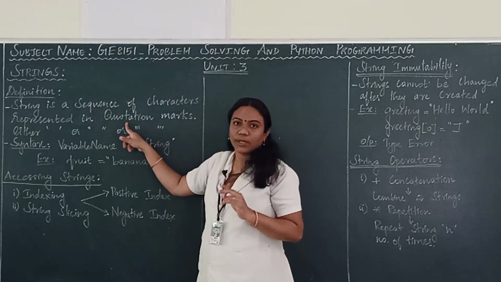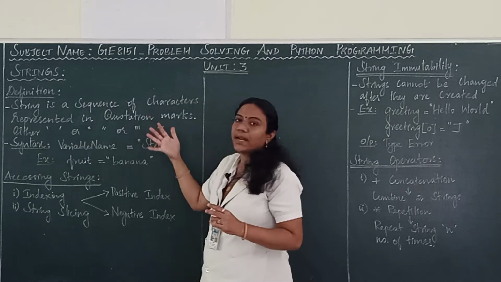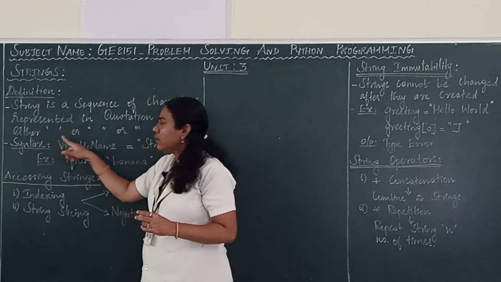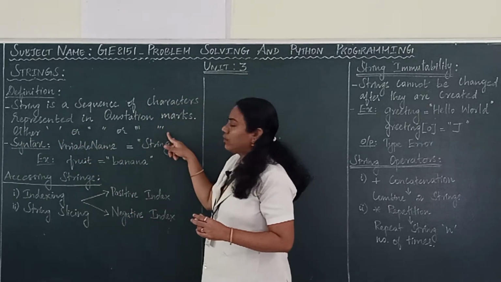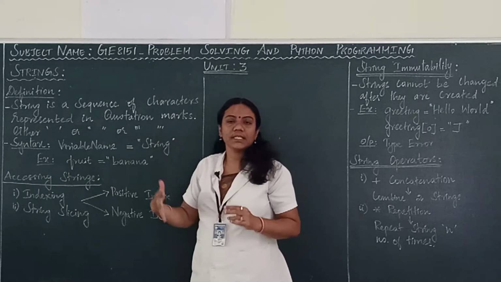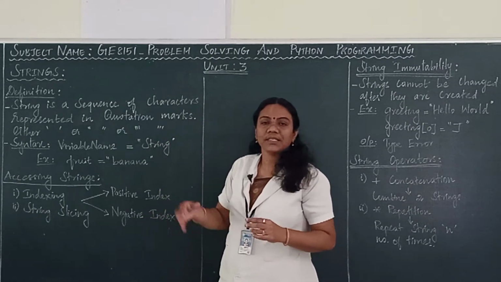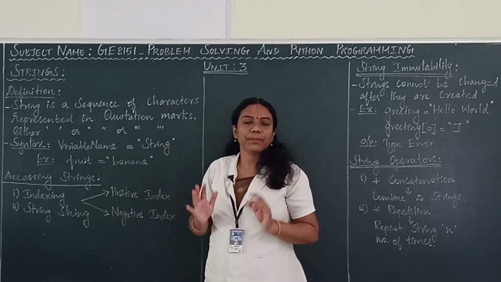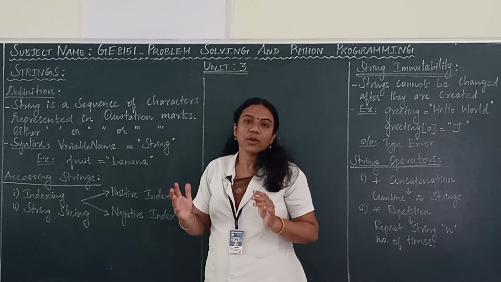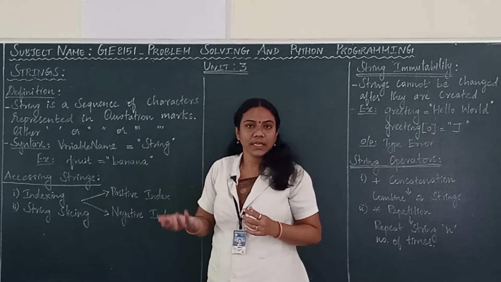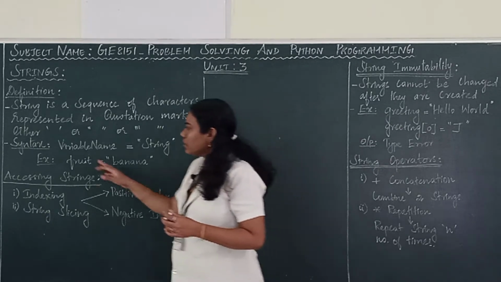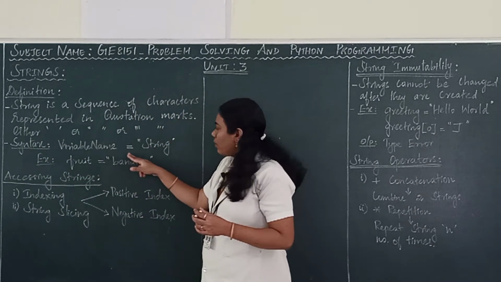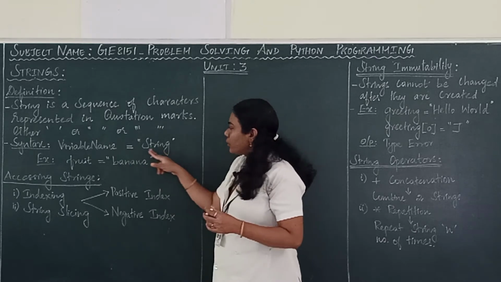the quotation mark symbol. You can use single quotation marks, open and close, or double quotation or triple quotation. In Python you can represent a string inside single, double or triple quotation. Anyway, you need to represent a collection of characters inside quotation marks so that it will be treated as a string. In order to create a string, the syntax is a variable name followed by the assignment operator, and you can mention a string.